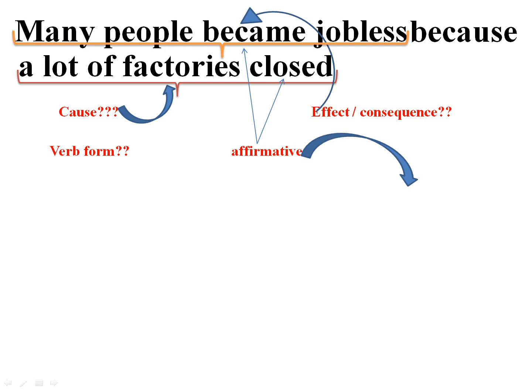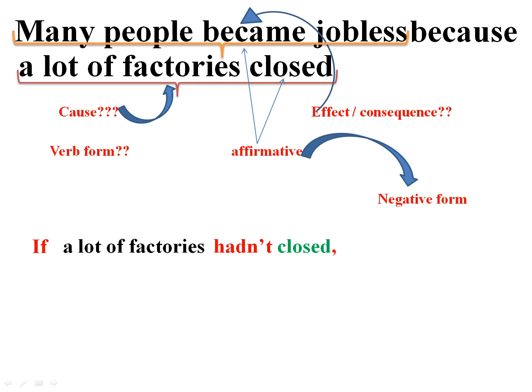So they are affirmative. Very good. So the verbs are affirmative, which means that I need to put them in the negative form. Very good. So with if, the sentence is going to be if plus the cause. So the cause, which is a lot of factories closed. The verb here, closed, is in the affirmative form, which means I need to put it in the negative form. So the sentence is going to be if a lot of factories hadn't closed.